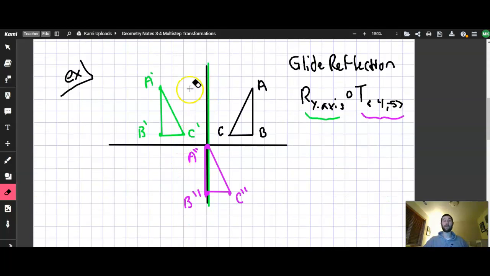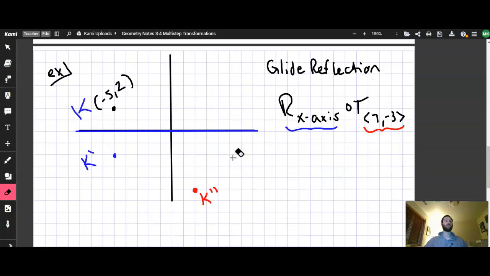And so that's what happened here. I did a reflection first. That is what we covered from that week we did reflections. And then I did a translation second. And so if you can do a reflection and you can do a translation, then you can do the composition of just doing them in order. And so that's where I keep coming back to.